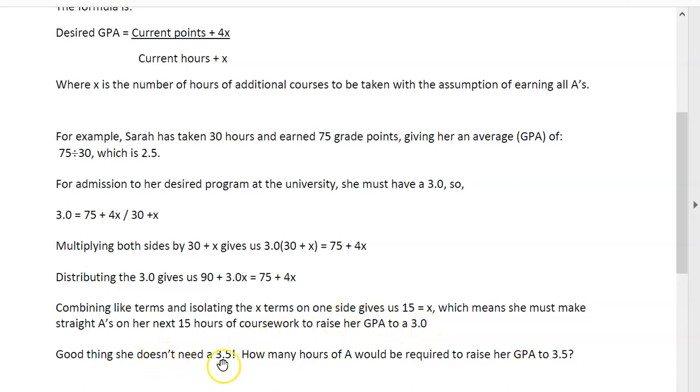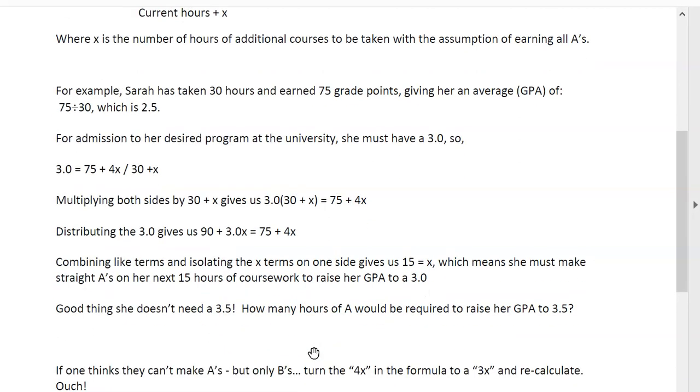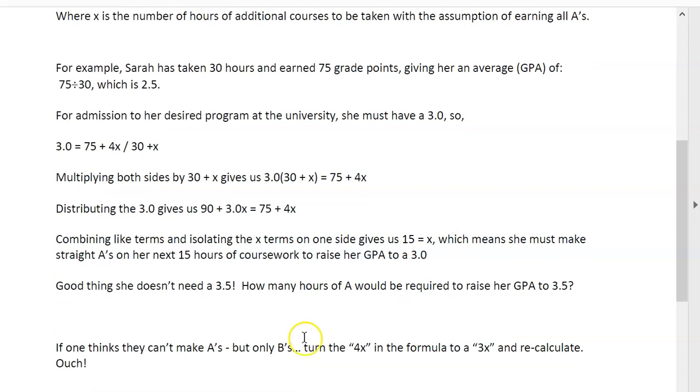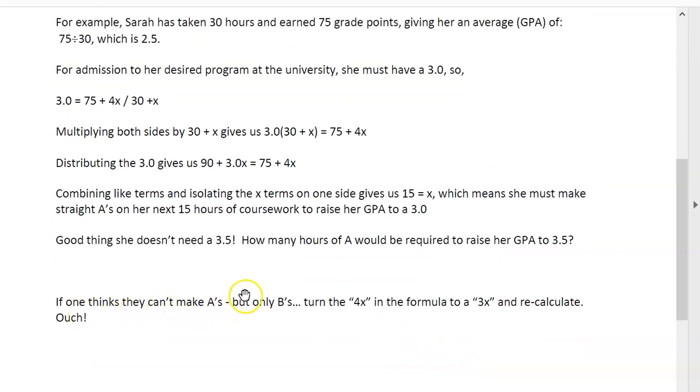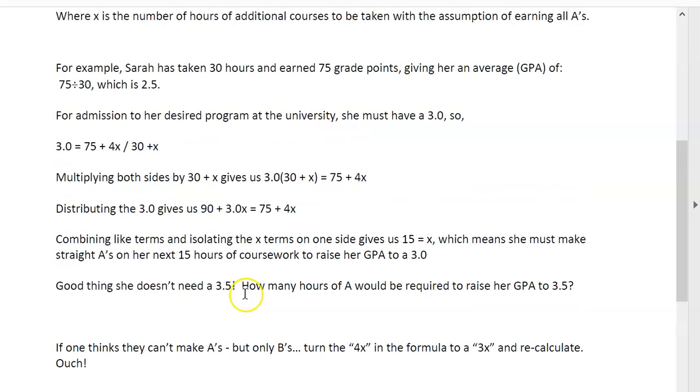Now, it's a good thing she doesn't need a 3.5. And I pose the question here, how many hours of A would be required to raise her GPA up to a 3.5? Now, if you think you can't make A's and just B's, then turn that 4x to a 3x and recalculate. And I said ouch because it'll take a lot longer, a lot more classes with straight B's instead of straight A's.